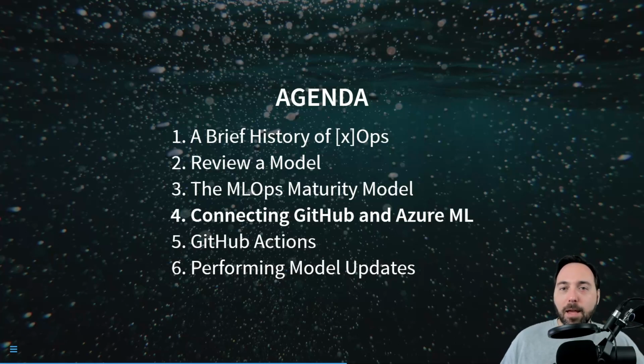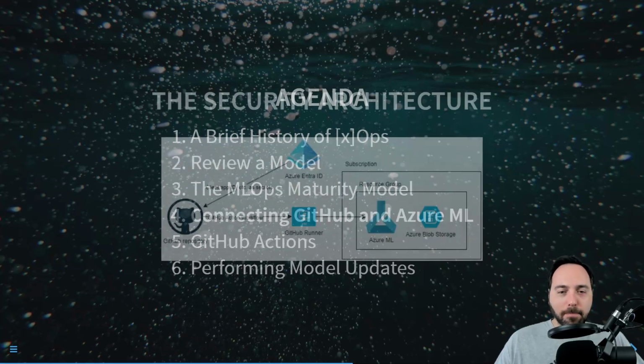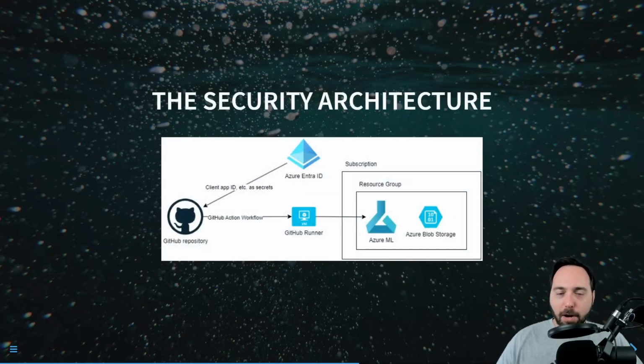But in the meantime, we're going to talk about connecting GitHub and Azure Machine Learning. These are both Microsoft products. You would think it's really easy to connect. It's moderately easy. So let's talk about our security architecture.